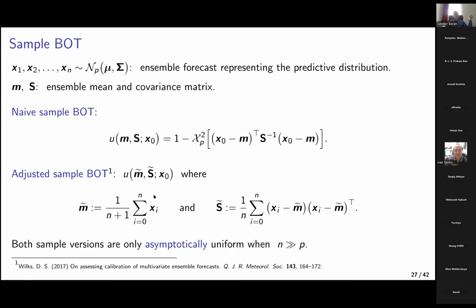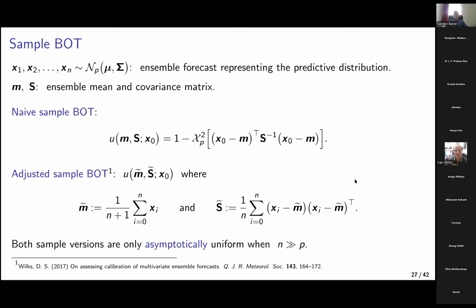The idea was the following. He also added the observation to the forecast, so you use not n, but n+1 vectors to estimate the mean and the covariance matrix. However, it doesn't really matter, because in both cases these versions are asymptotically uniform when the ensemble size is much larger than the dimension. In this paper, he considered 2-3 dimensional cases, and the ensemble size was around 100.